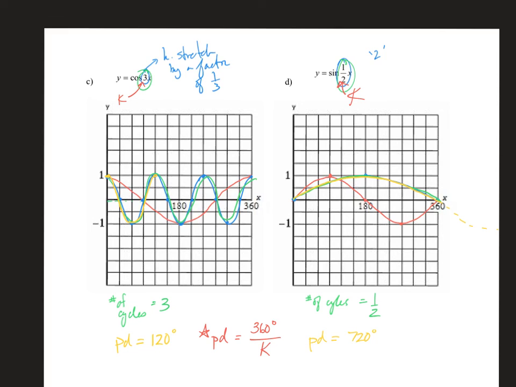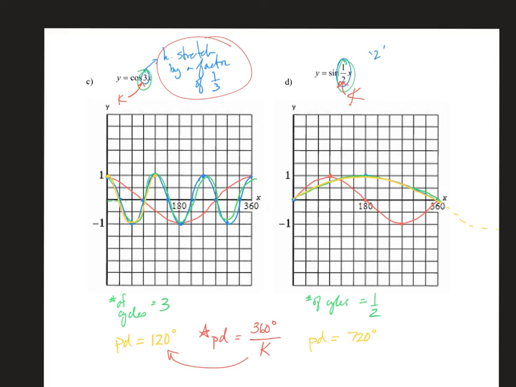So as a quick confirmation, if I have a 3 attached to my x, then 360 divided by 3 gives me 120. And that should make sense, because if my normal period on my graph is 360, and a 3 on the inside of my graph causes a horizontal stretch by a factor of 1/3, then I need to take what used to occur over 360 and shrink it down. It's now going to repeat in 120.